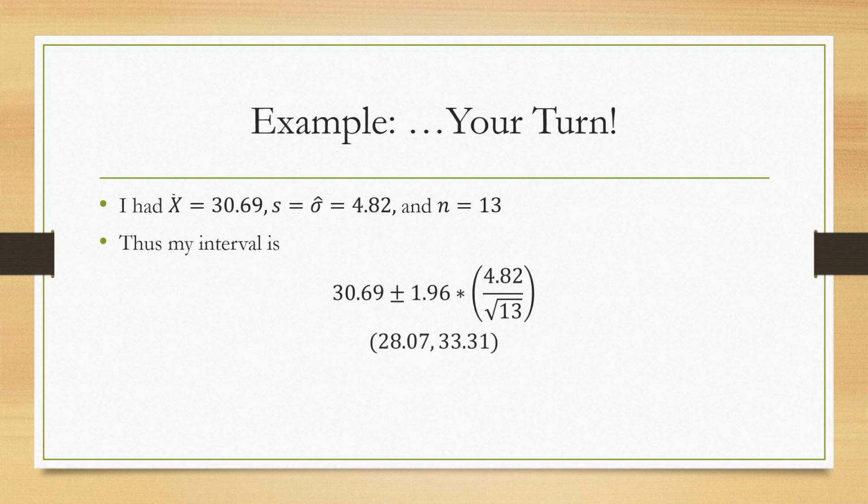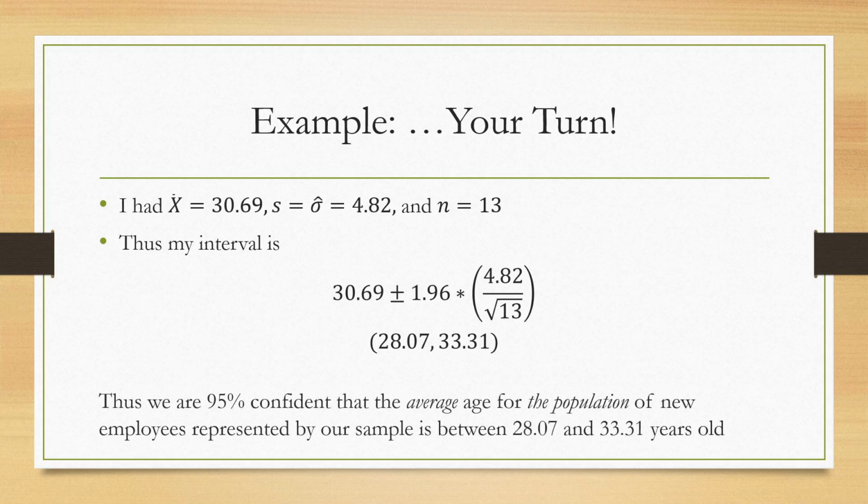Anyway, plugging this into our Magic Box calculator or Excel, we get 28.07 to 33.31. And this represents our 95% confidence interval for the age of the population of new employees represented by our sample. So we're 95% confident that the average age for the population is between 28 years old and 33 years old on average.